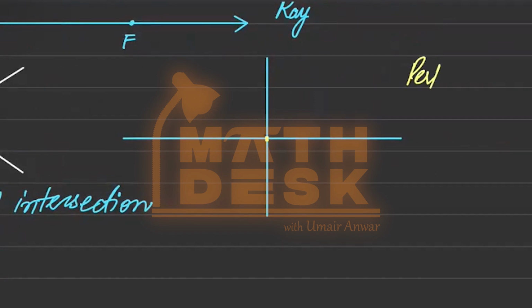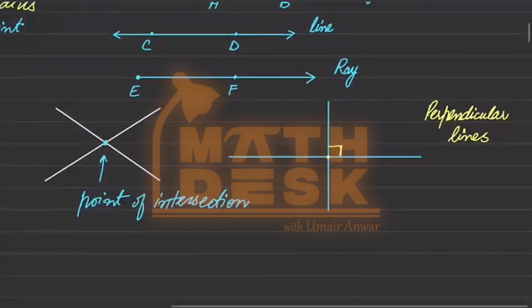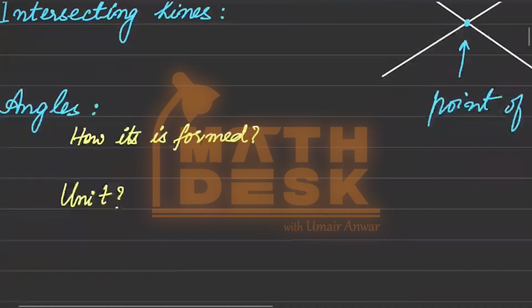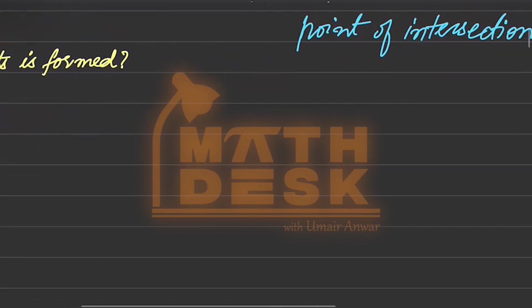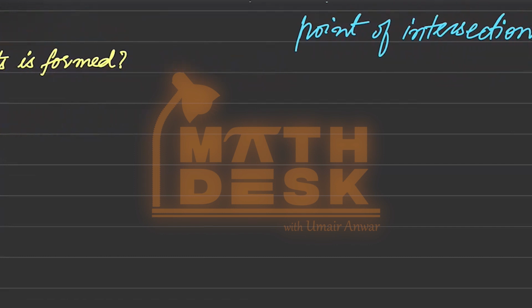These are perpendicular intersecting lines, which are perpendicular to each other because the angle formed at their point of intersection is 90, as we will be discussing it further later on. Now, let's move on to angles, how it is formed. So an angle is formed when we have the intersection of 2 lines or 2 rays.